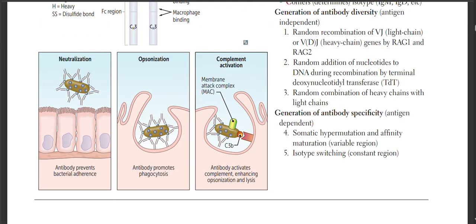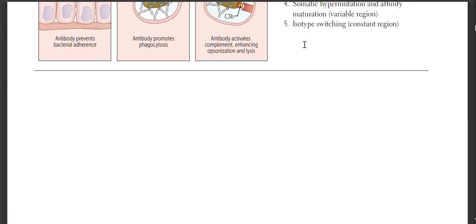But I would say VDJ is a part of somatic hypermutation, but somatic hypermutation isn't a part of VDJ. Somatic hypermutation is a bigger umbrella, and under that you have the VDJ classification. So VDJ is part of somatic hypermutation. Yes, it's a type of somatic hypermutation, you could say. Okay. All right. Thank you.